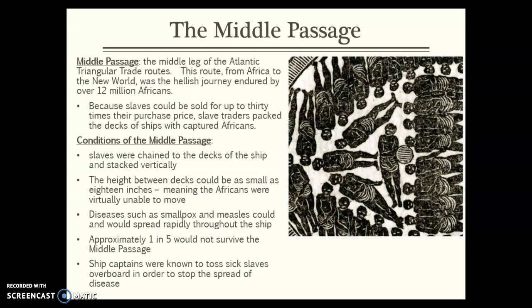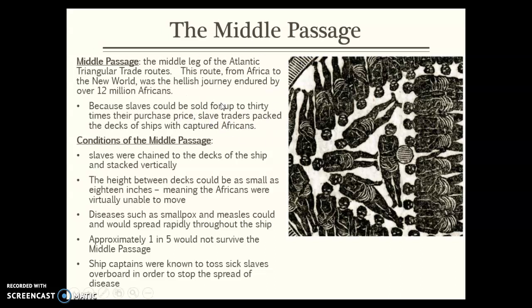Very, very brutal. It's from Africa to the New World. A hellish journey. About 12 million Africans were sent on this journey, and 1 in 5 of them at least would not survive. So at least 2 million, if not more, died upon the trip across. And you can see the reasons. They're trying to pack as many of the slaves in to increase their profits.